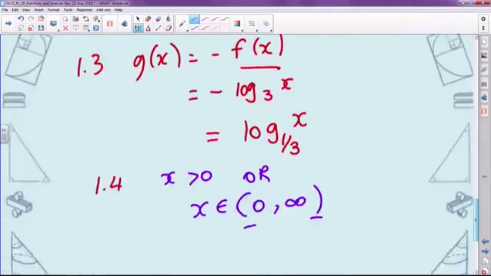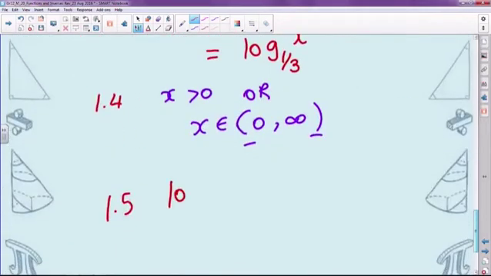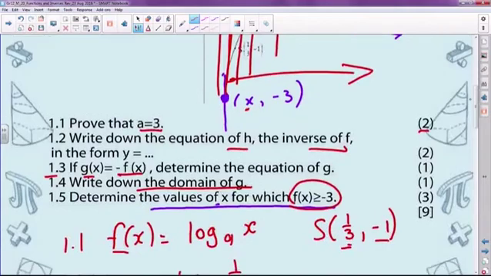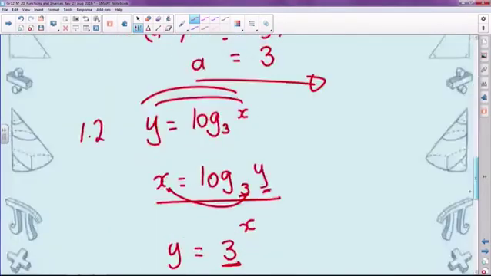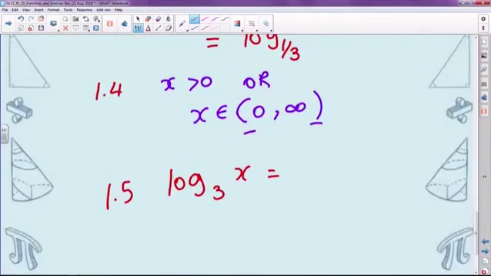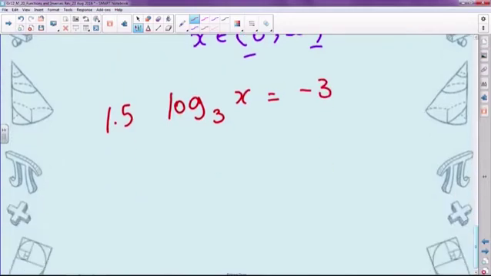So I look for what value of x would make the function value minus 3. I make it equal to minus 3: log x base 3 equals minus 3, and I solve by changing this to an exponential equation. So I get x is equal to 3 to the power negative 3, which gives me 1 over 3 to the power positive 3, which is 1 over 27.